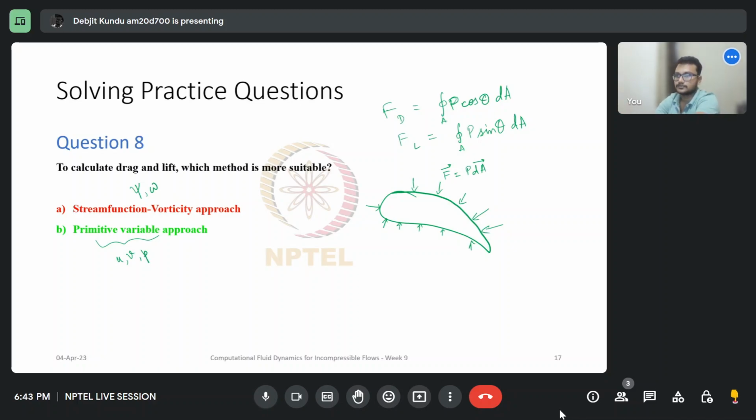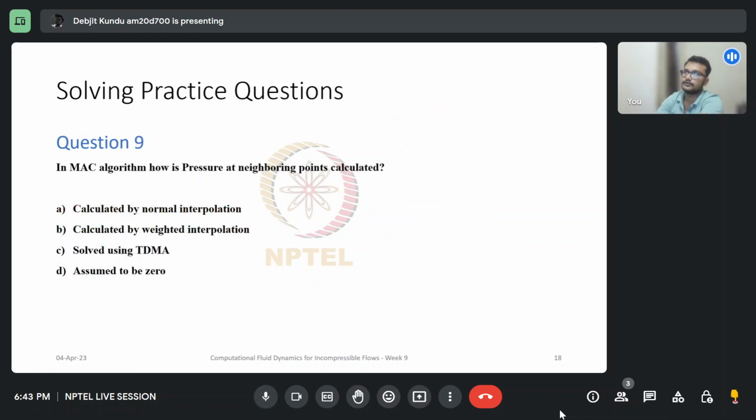Okay, so moving on, we'll move on to question number 9 of today's session, which is asking us in MAC algorithm, how is pressure at neighboring points calculated? Is it done by option A, calculated by normal interpolation? Option B, calculated by weighted interpolation? Option C, solved using TDMA, or option D, assumed to be zero. So which one would it be?